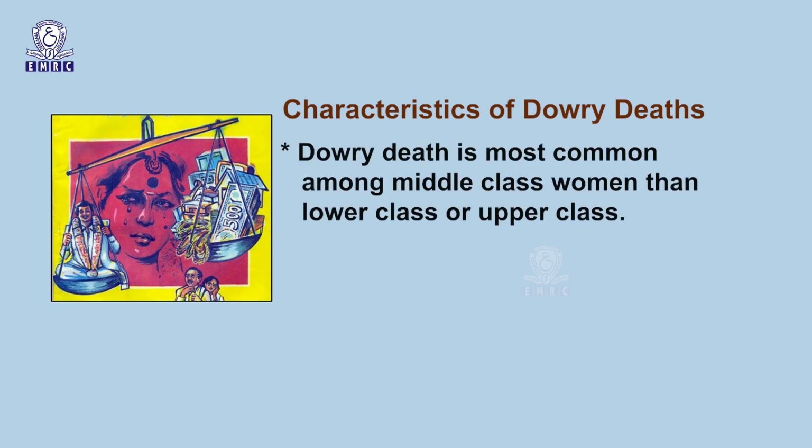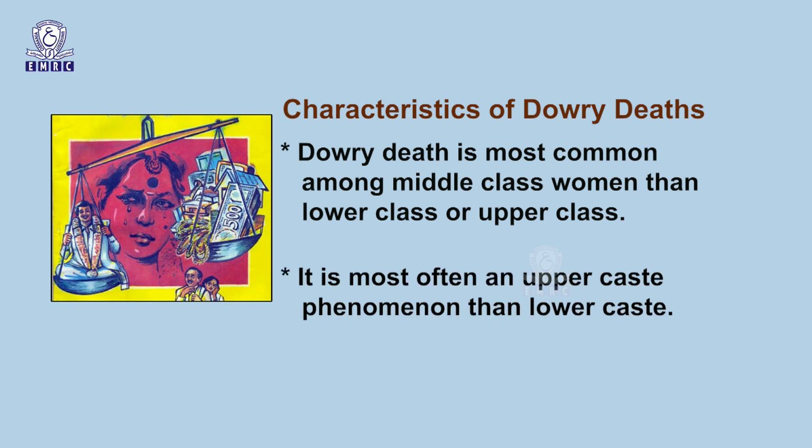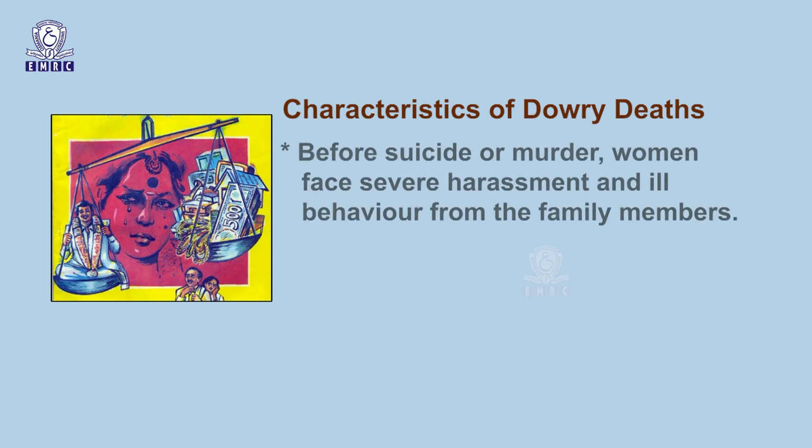Dowry death is most common among middle class women than lower class or upper class. It is most often an upper caste phenomenon than lower caste. Before suicide or murder, women face severe harassment and ill behavior from the family members.